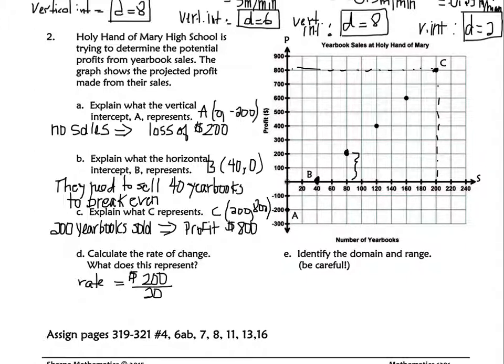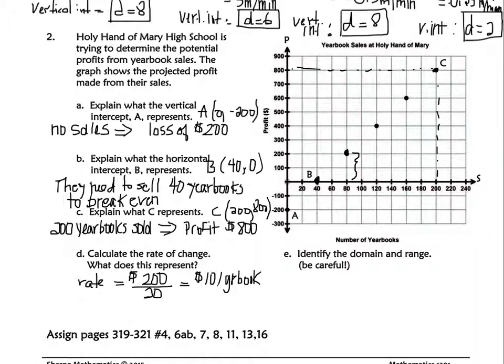That would be a positive rate of change because the line is increasing, or the profit is increasing as sales increase. So basically, as you're going to the right, the line is rising, so it's a positive rate of change. This would mean $10 per sale, or per yearbook, I guess would be more appropriate, because a sale is selling a yearbook. So they make a profit of $10 in each sale.